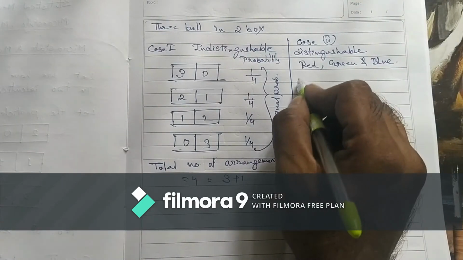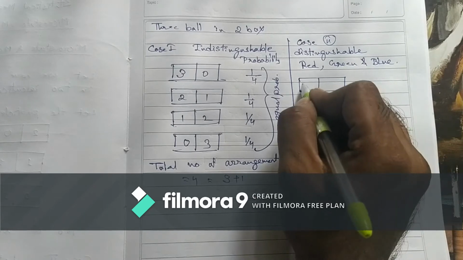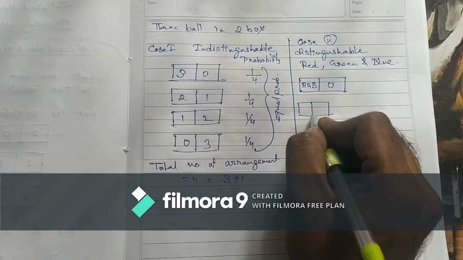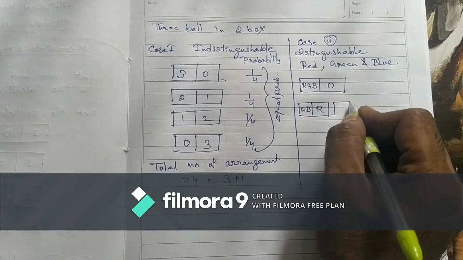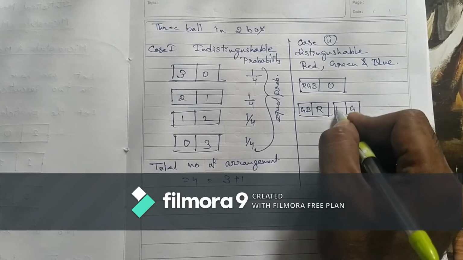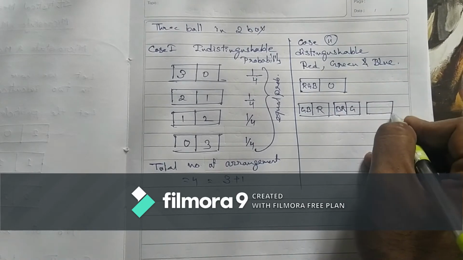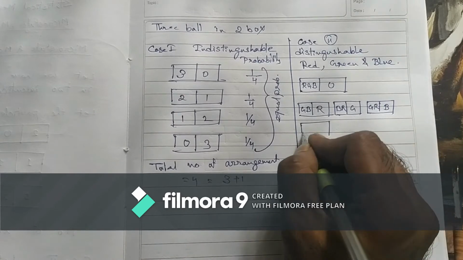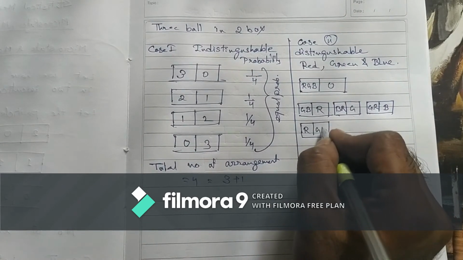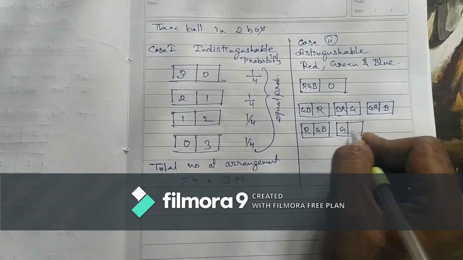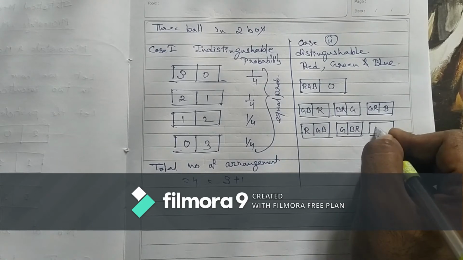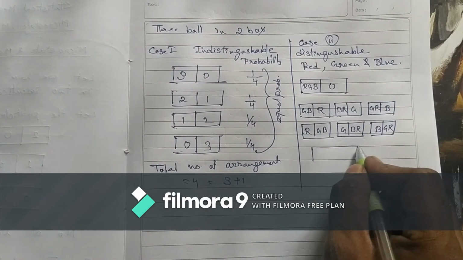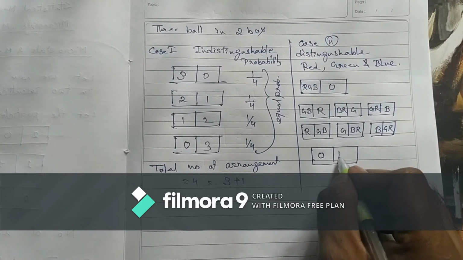Clear? Now you distribute these 3 balls in 2 boxes. Red, green, blue, 0. Green, blue, red. Green, blue, red. Blue, green, red. As well as we can distribute like that: red, green, blue; green, blue, red; blue, green, red. As well as the fourth one, which is 0, red, green, blue.